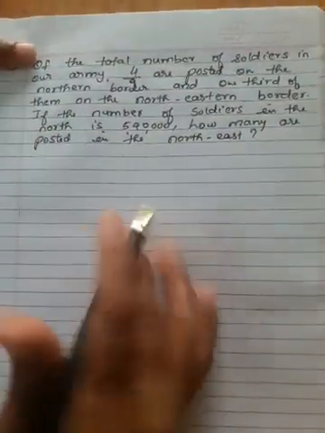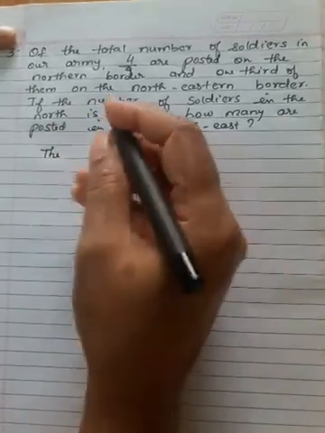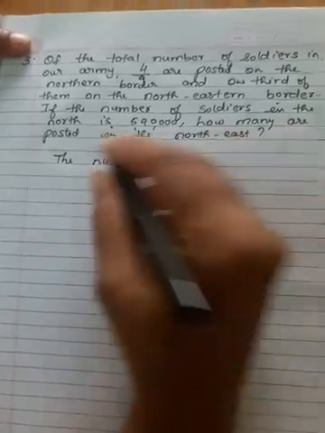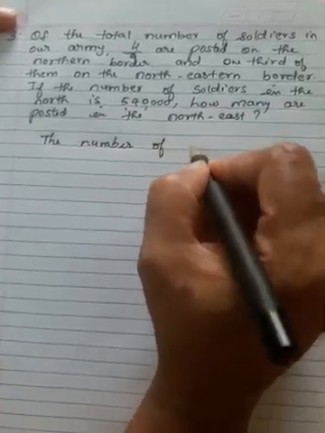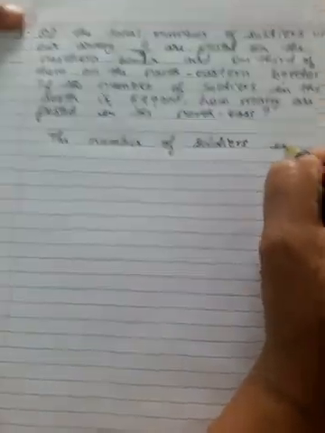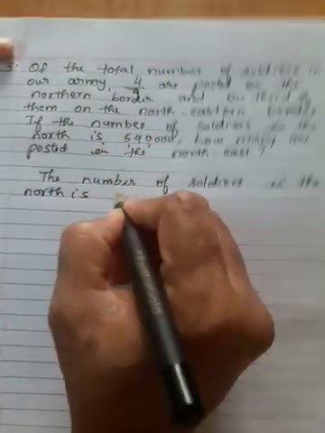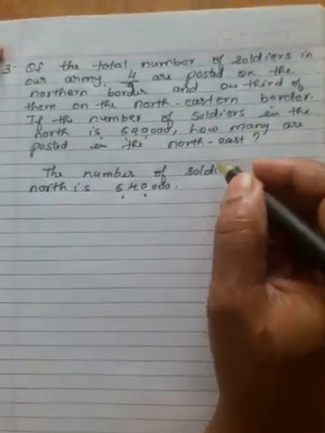Understood? So now we will write the answer. How many soldiers are there? Total number of soldiers, that we will write first. The number of soldiers in the north is 5,40,000, correct? It is given in the question, correct?